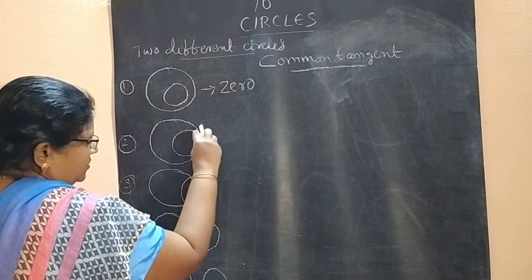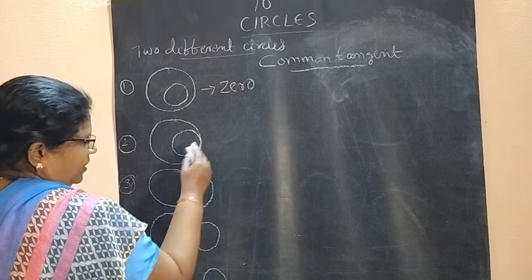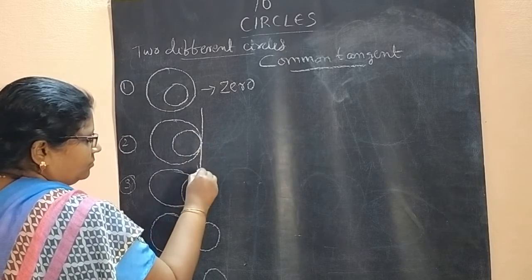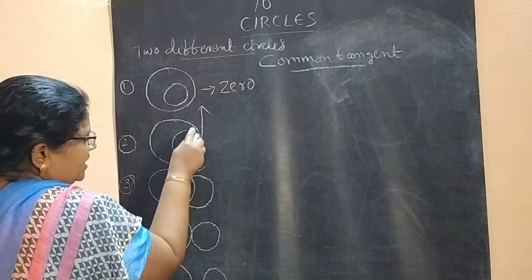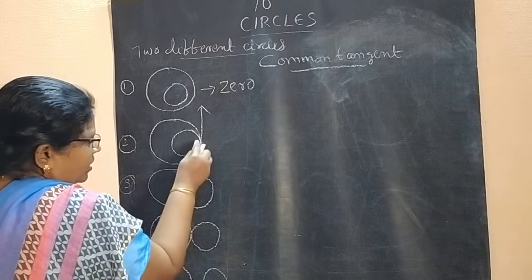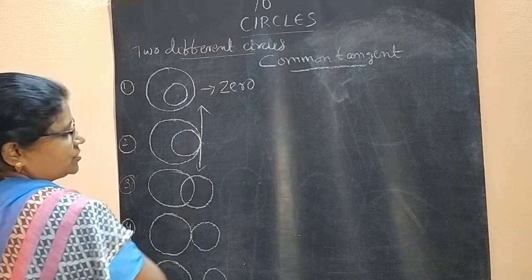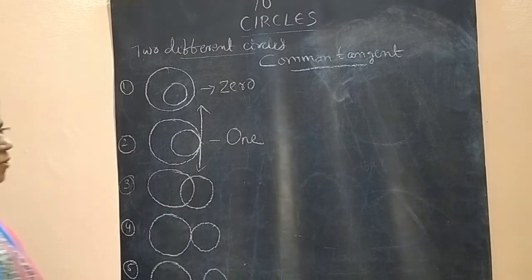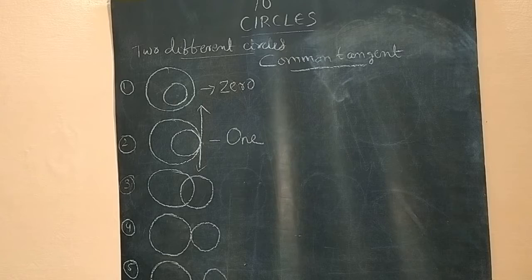Second figure, both the circles are touching here. If I draw a tangent here, it is a tangent for the bigger one and it is a tangent for the smaller one. So in this case, we can draw one tangent.